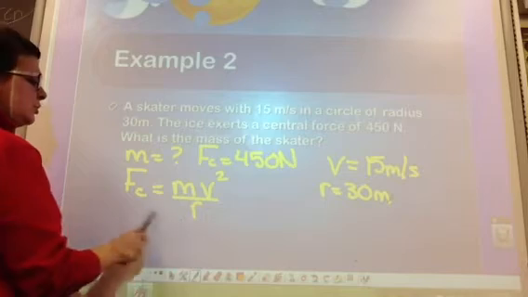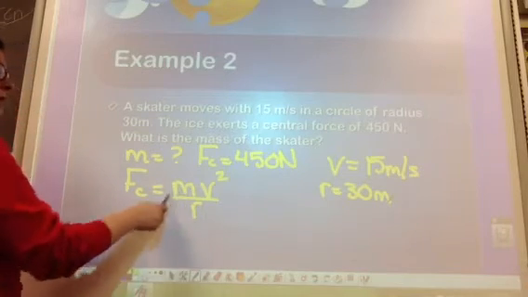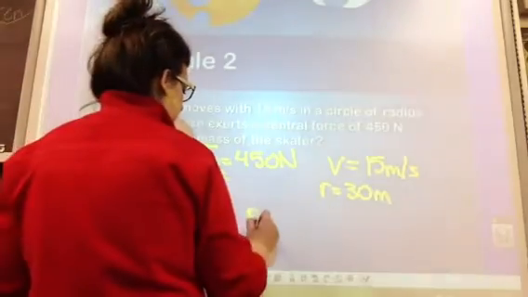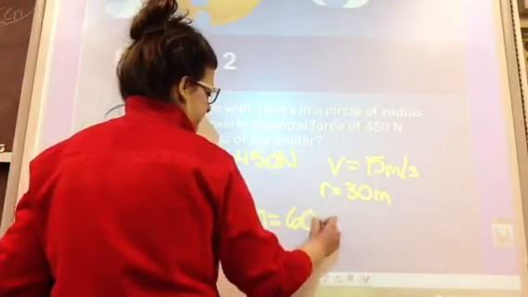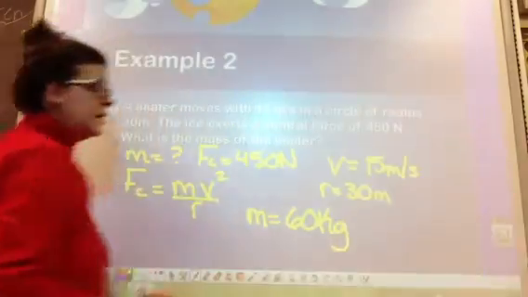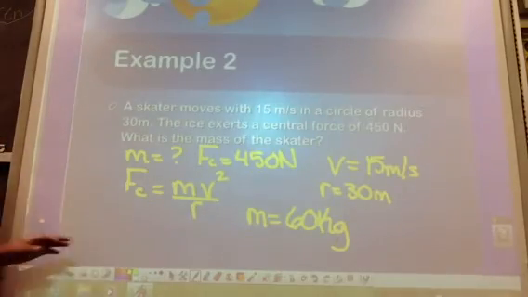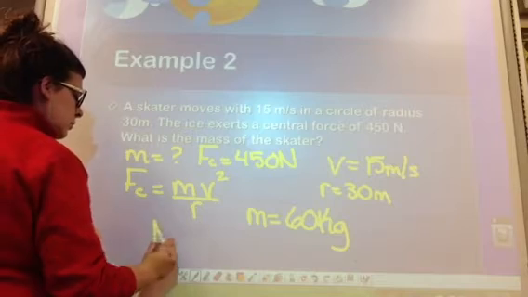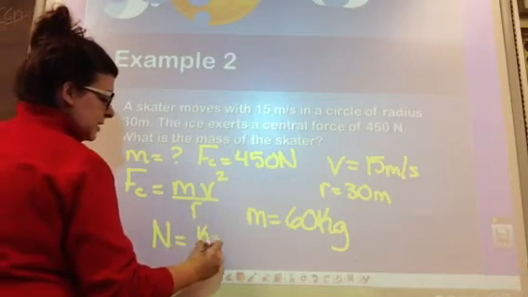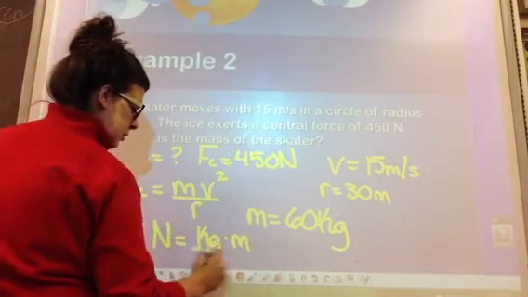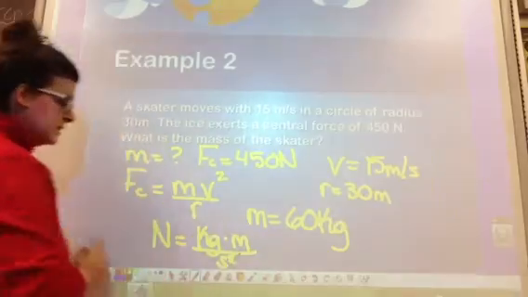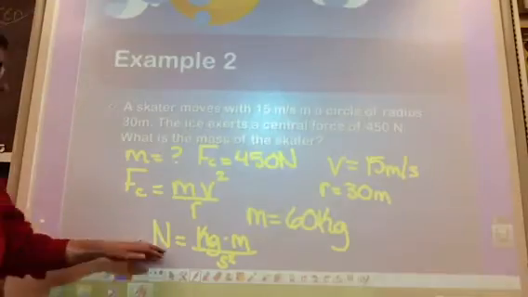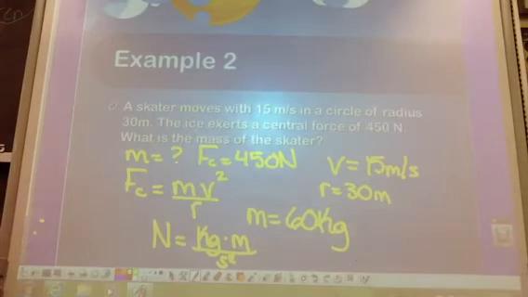So all I need to do is just plug these in to solve for mass. When I do that, we should get the mass to equal 60 kilograms. And I know that this unit is kilograms because, remember, a newton is equivalent to a kilogram meter per second squared. So that's how I knew that the mass would be measured in kilograms.